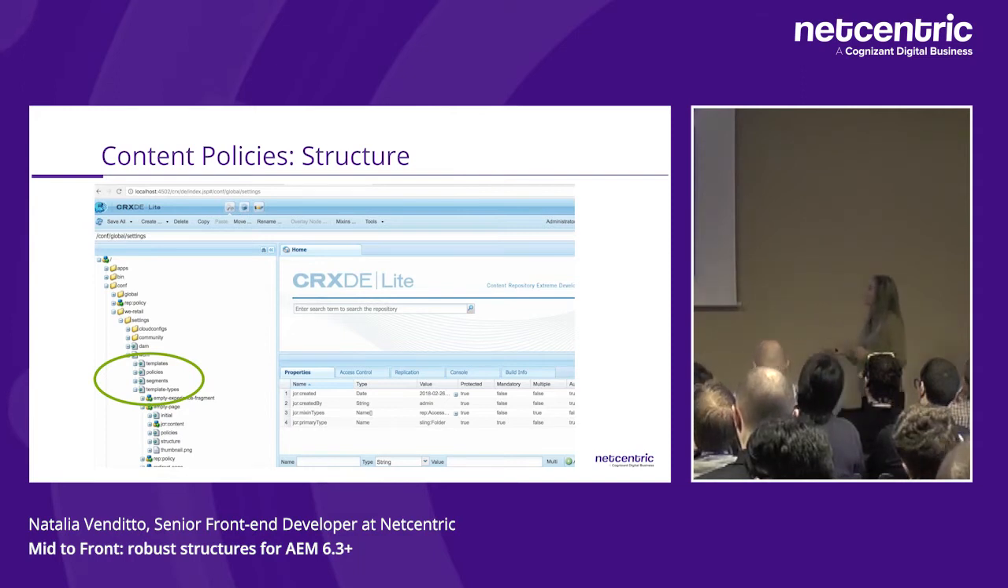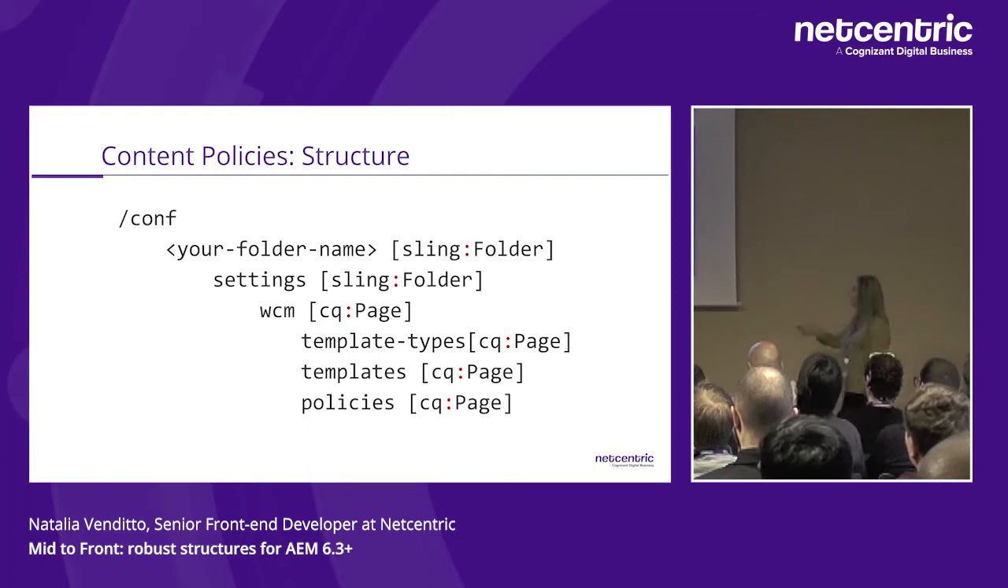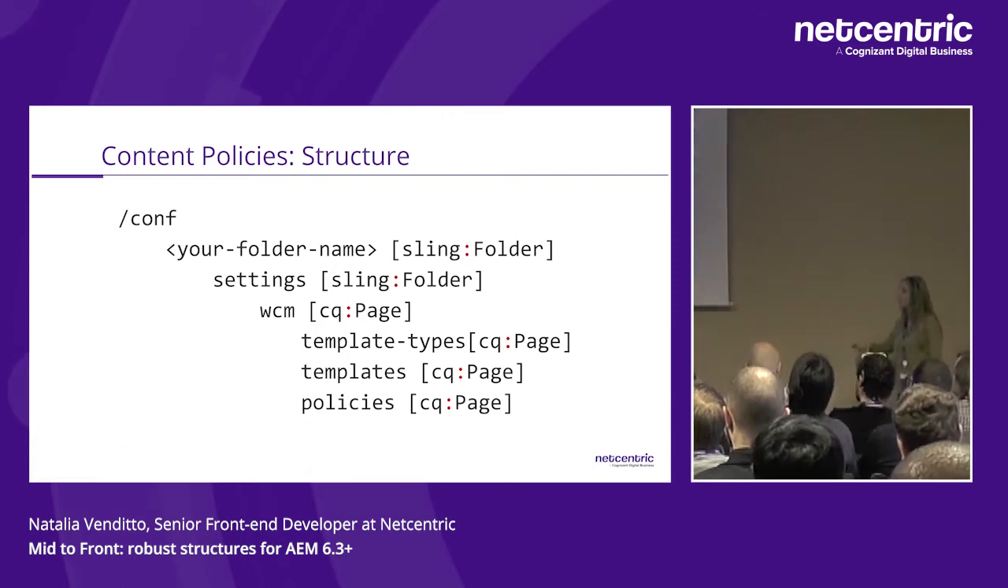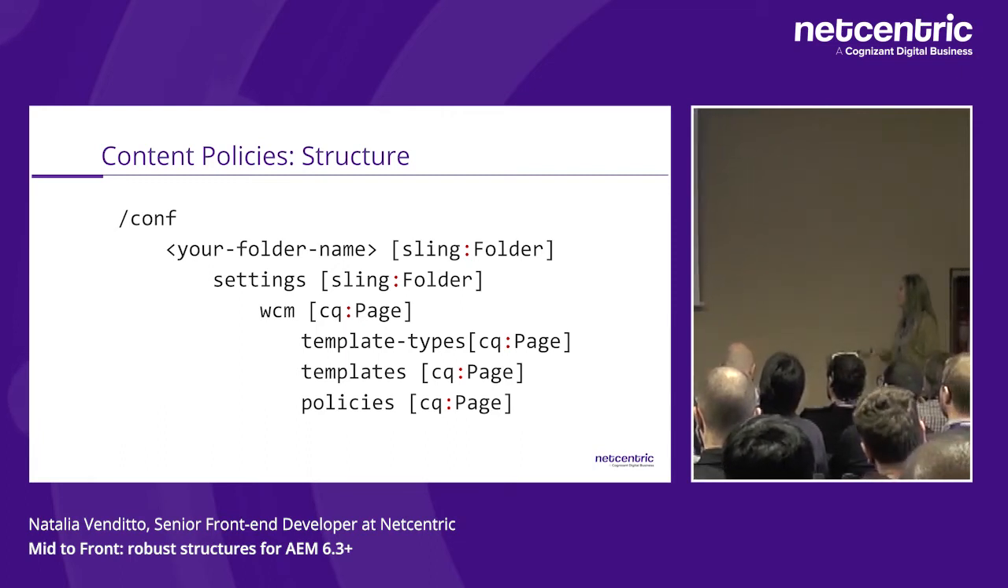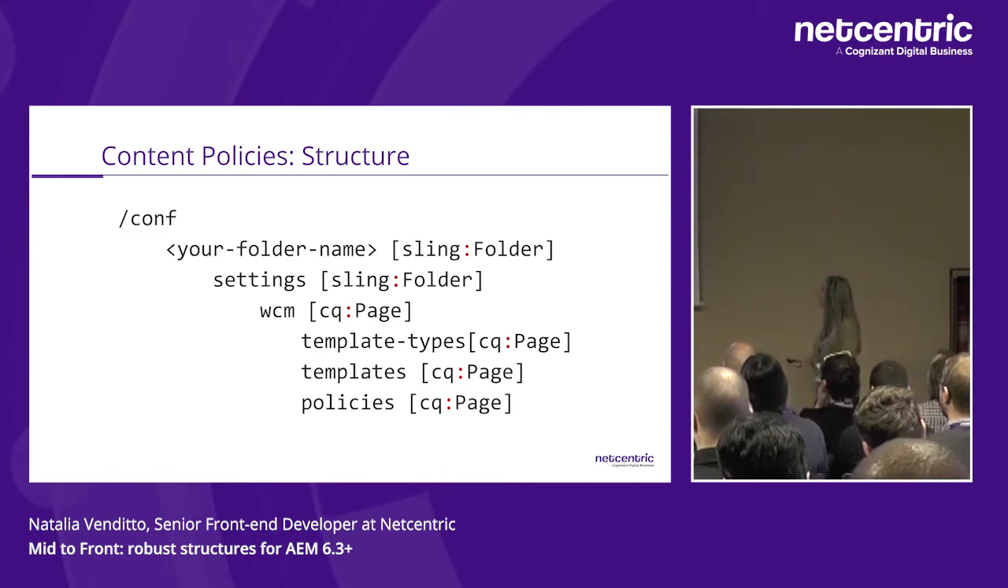But first of all, let's explain what these other two nodes are. We have an initial and a structure folder here, right? So this is basically specifying what each node is of type. For example, the template types, templates, and policies are CQ page. Inside of a CQ page as well, WCM settings, your folder conf all the way up.